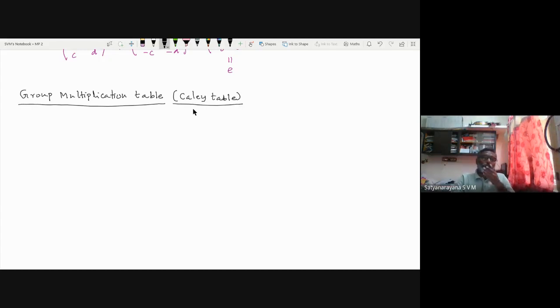So suppose we have a group G, and there is a binary operation O, and this group G has elements G1, G2, etc., up to Gn minus 1, and then there is of course an identity element E. So this is the set.